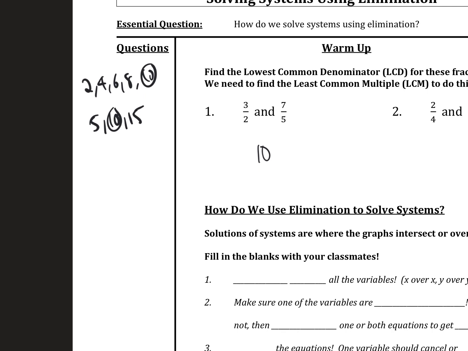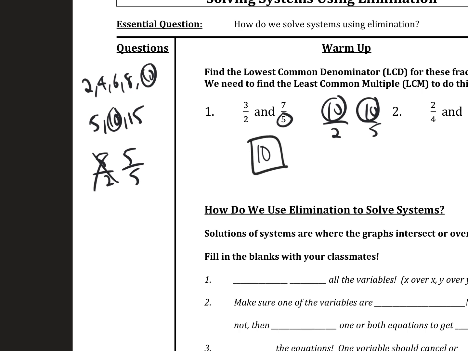What I do is I start with the bigger number between 2 and 5, which would be 5. I count up by 5. So I say, does 5 divide by 2 and 5? Well, it divides by 5, but not 2. So then we go to 10. Does 10 divide by 2? Does 10 divide by 5? It does. This would be the least common multiple that actually divides by both of them. So 10 is the least common denominator here. Okay? Now we've gone through that.